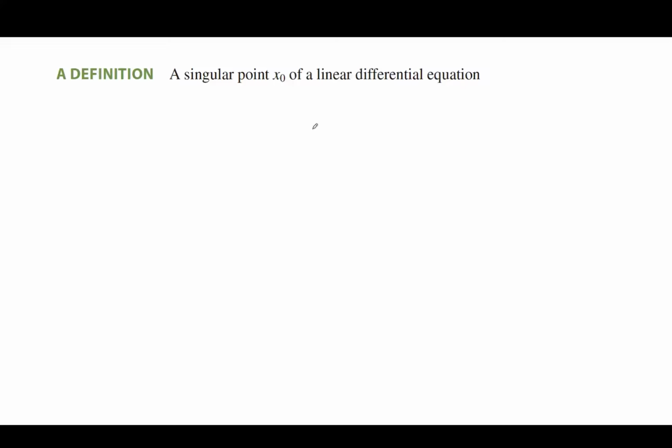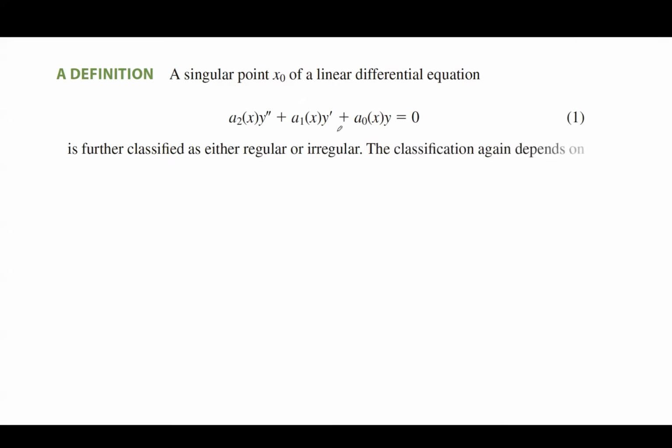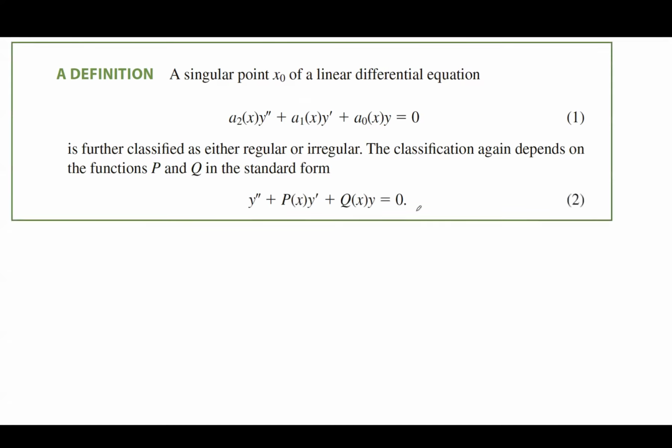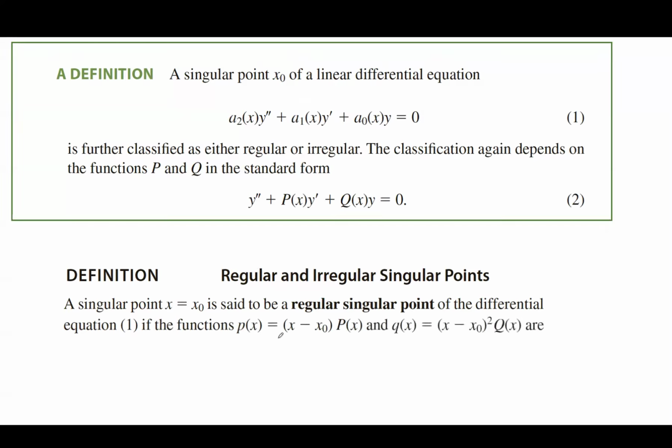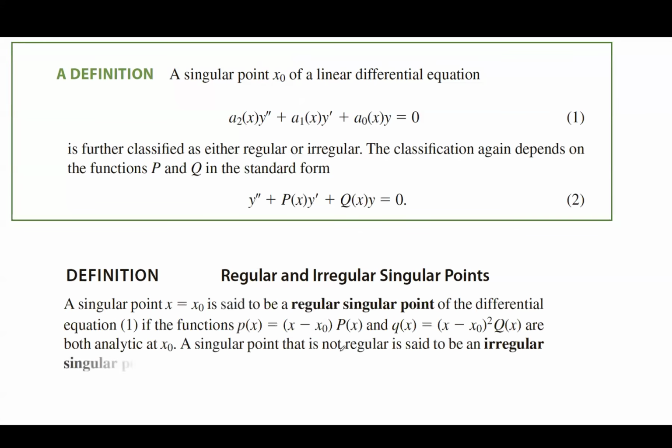A singular point x sub 0 of a linear differential equation of the form a sub 2(x)y double prime plus a1(x)y prime plus a sub 0(x)y equal to 0, if we write this in standard form as the second derivative of y plus p(x)y prime plus q(x)y equal to 0, is called a regular singular point if you multiply p(x) by the linear factor x minus x sub 0 and take q(x) and multiply it by the quadratic factor, both of them become analytic at x sub 0, or the limit exists. Otherwise, we call it an irregular singular point.